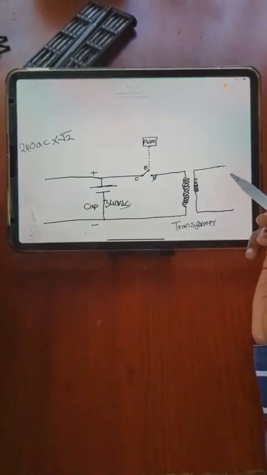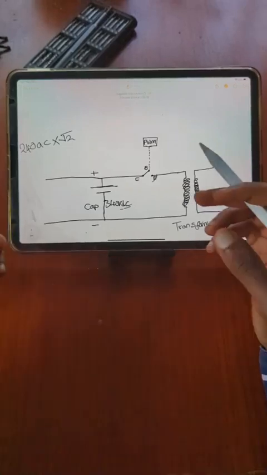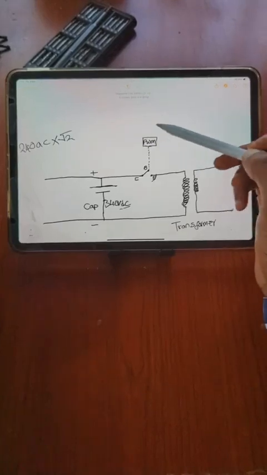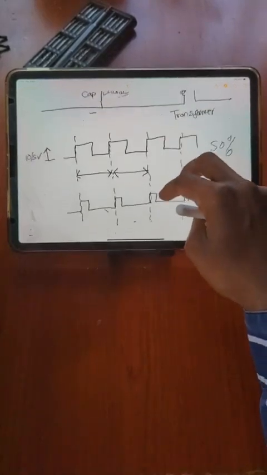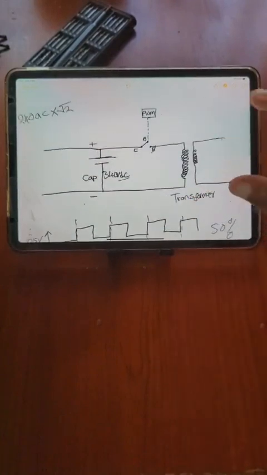I'm sure you understand how transformers work. When you pass a high current through a coil, you generate a high magnetic field, and that's how you increase the voltage at the output. So the PWM controller is always adjusting the duty cycle to ensure that the output voltage is always maintained.